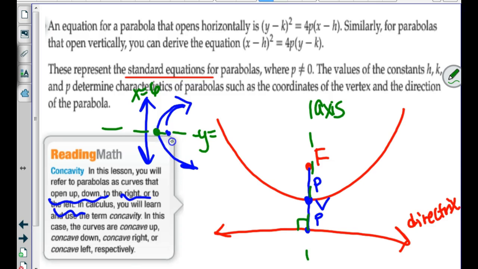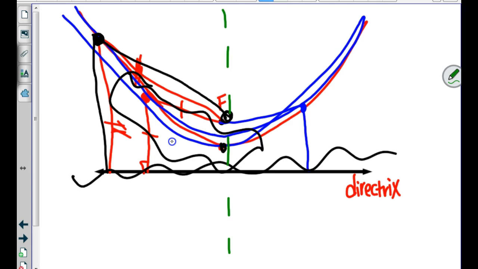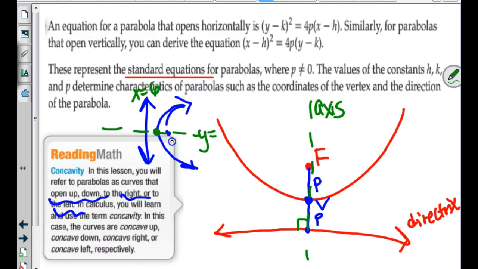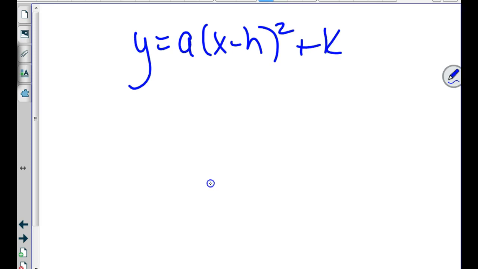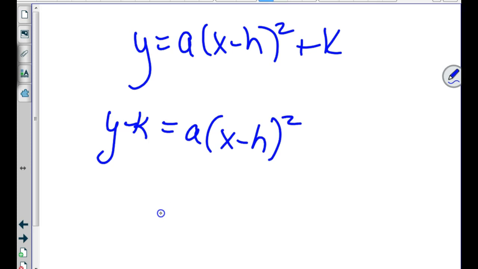The equation we learned, let me go to an extra slide real quick. This is the equation we talked about at the beginning of the lesson today. They're going to rearrange things. We're going to subtract the k over to the other side. Pretty good? Now, how does that compare to what's on your yellow sheets? Can you find parabolas on your yellow sheets?